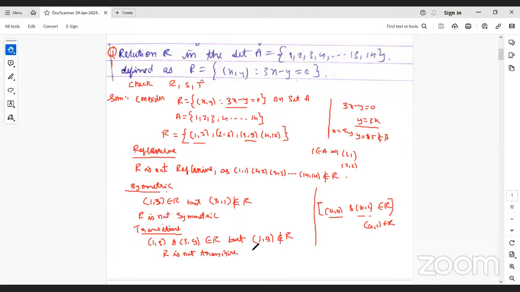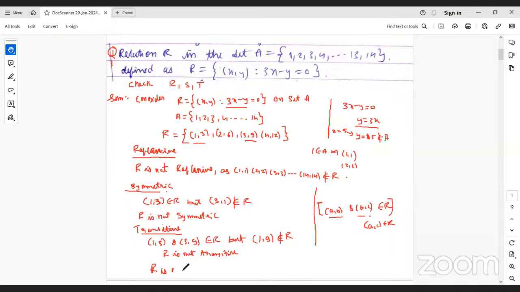Hope the explanation is clear. So we have first discussed reflexivity, then symmetric, and then transitive, and for the above relation the last statement you need to write is: the given relation on A is neither reflexive nor symmetric nor transitive. So this last sentence you need to write.